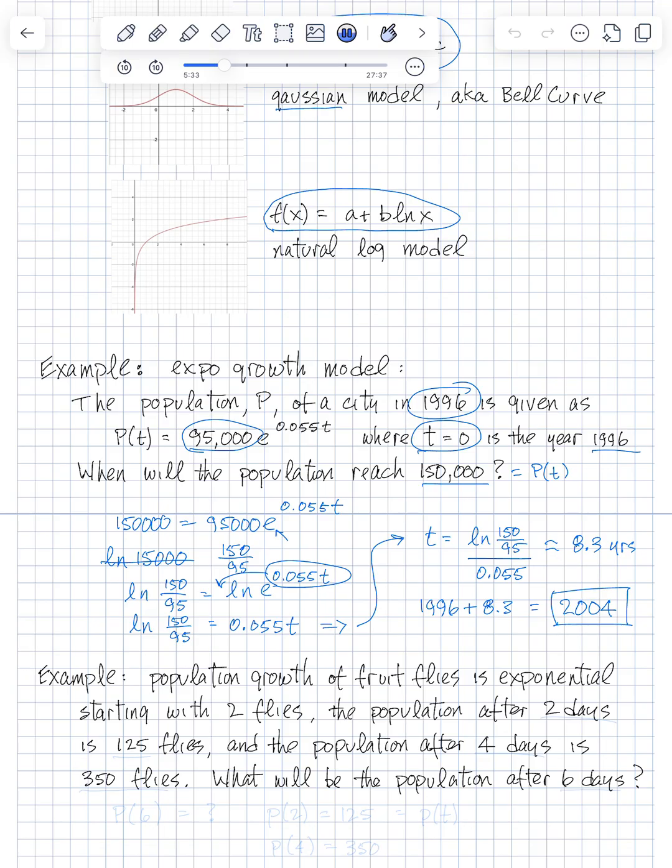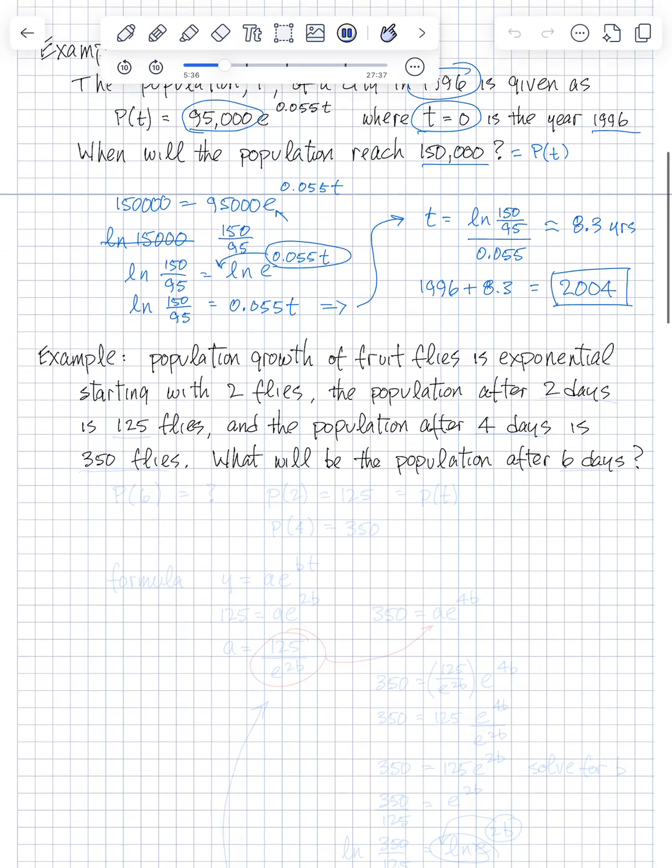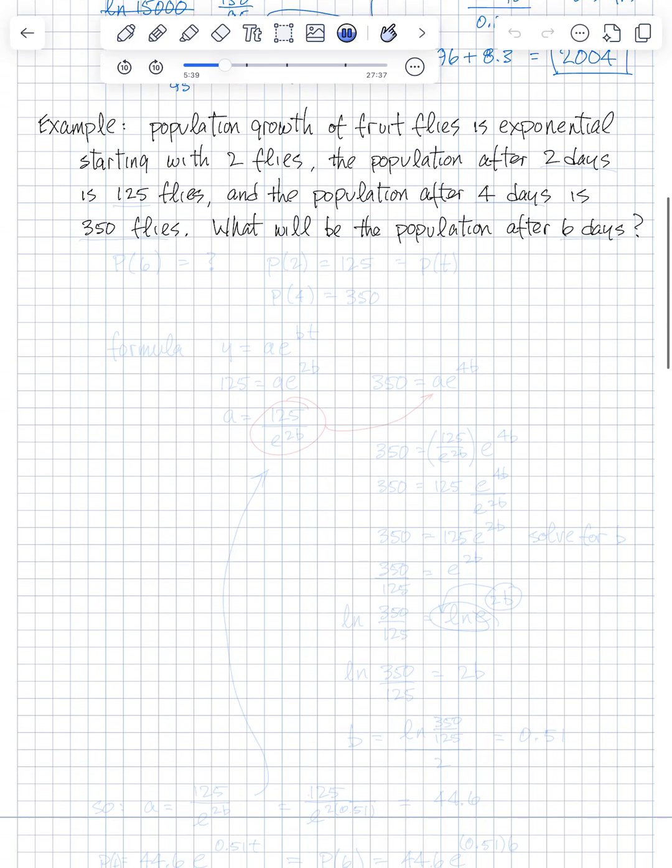Okay, the next example, population growth of fruit flies. We're saying it's given that this is an exponential growth. The problem is we're starting with 2 flies, and this would be 1 male and 1 female for obvious reasons. The population after 2 days is given as 125 flies, and after 4 days, it's 350 flies. And we want to know what will be the population after 6 days.